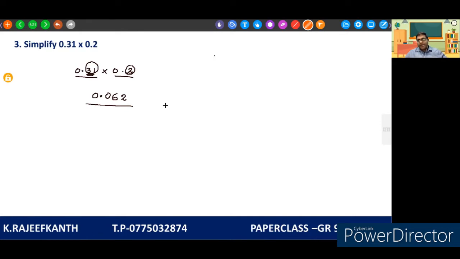Then 0.062. When you are multiplying two decimal numbers, first you have to think there is no decimal point in those numbers. So then you have to multiply 31 times 2, that is 62. Here after this decimal point, there are 2, here 1, then totally there should be 3 digits after that decimal point.